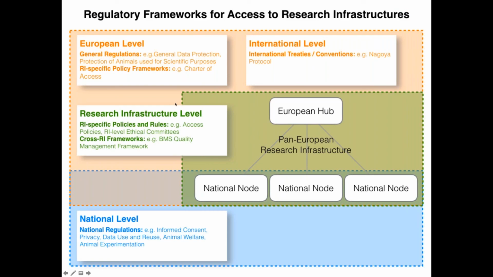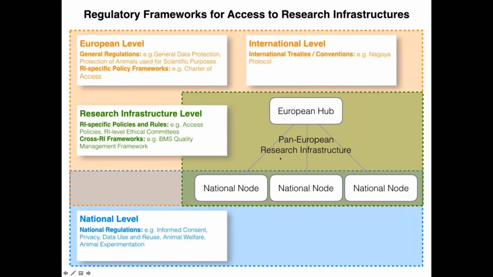And then there are, of course, policies that the research infrastructure is giving itself, like access policies, other kinds of policies, intellectual property, IP policies, and so on. Then there may be cross-research infrastructure frameworks, like the BMS quality management framework, and I will talk about that at the end of this webinar.